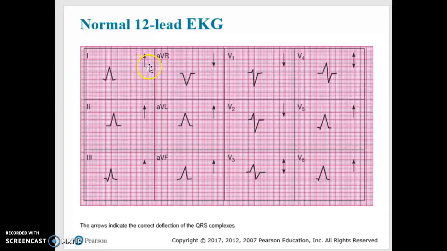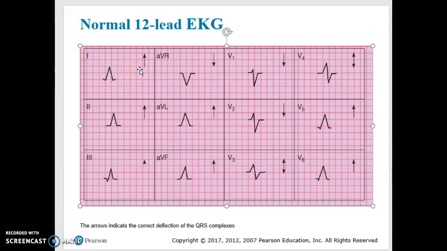However, you will not see these arrows. In the past, I've never seen these arrows on a 12-lead. Now, they may show up sometimes. I guess it depends on the machine. But as a rule, you will not see these arrows. What you're looking at here on this slide is showing you what direction this QRS is supposed to be pointing.